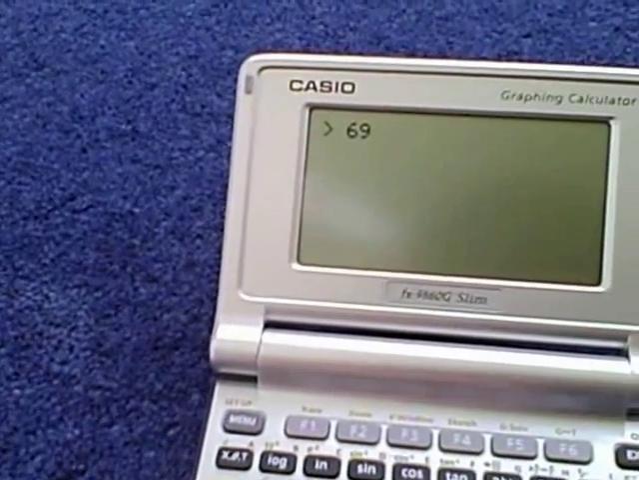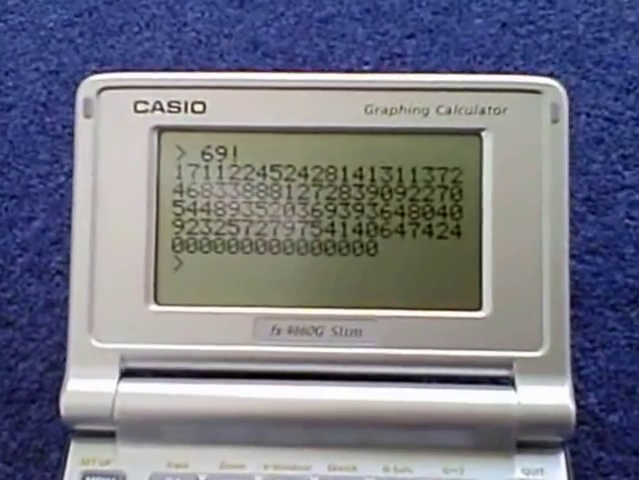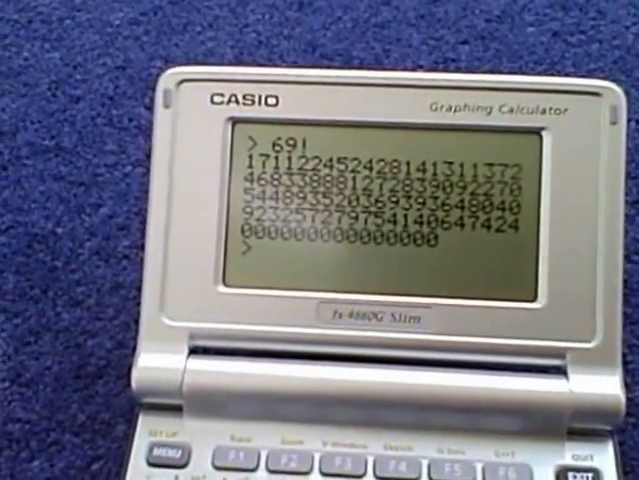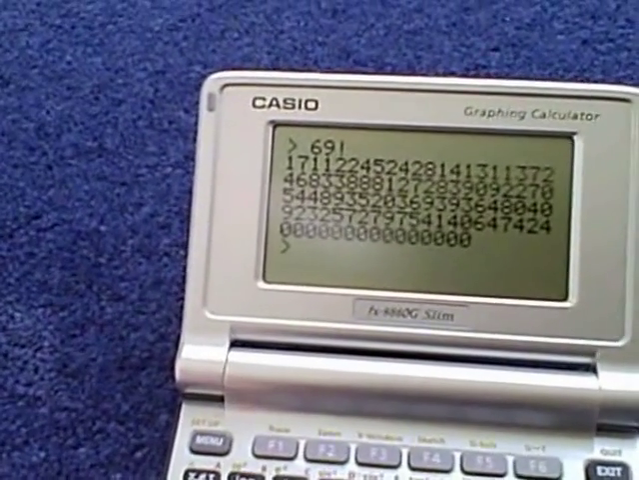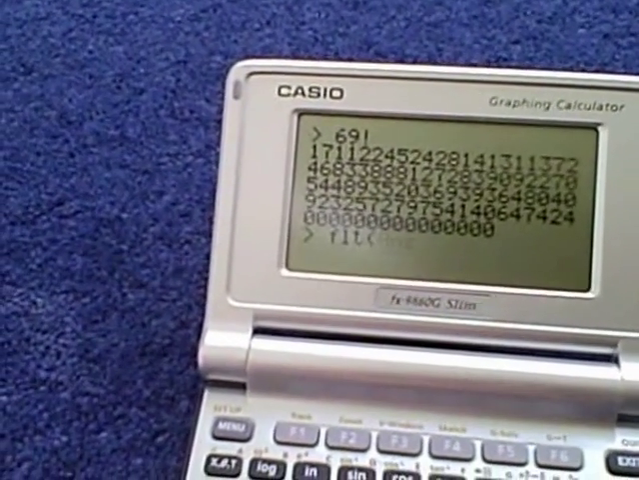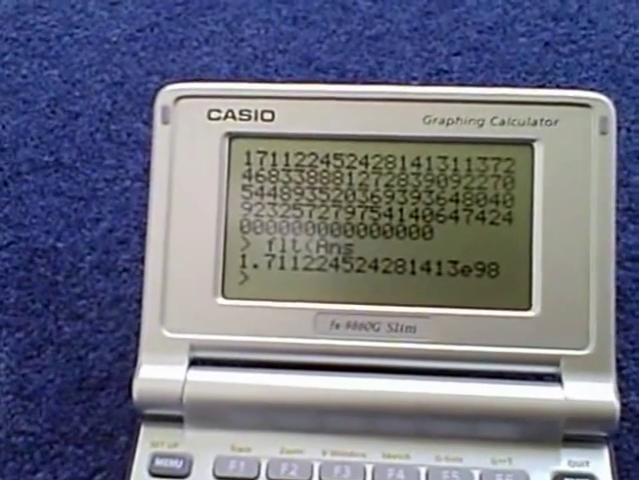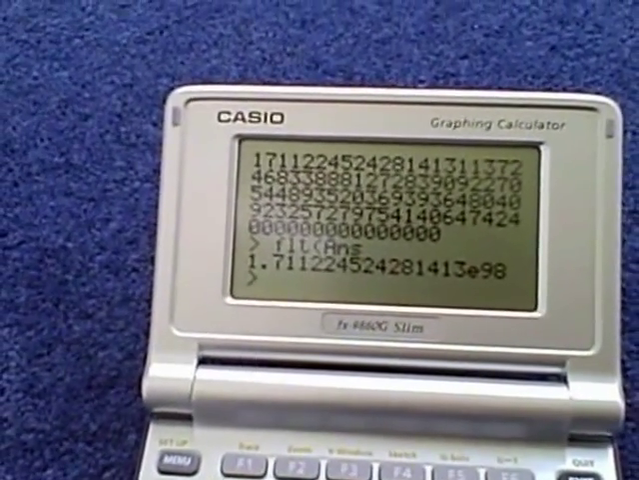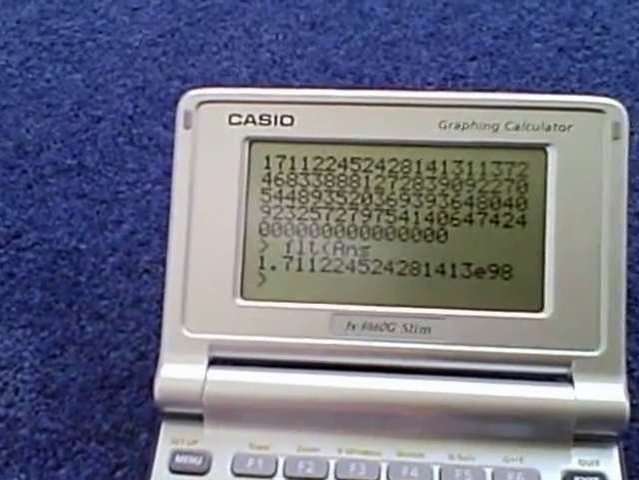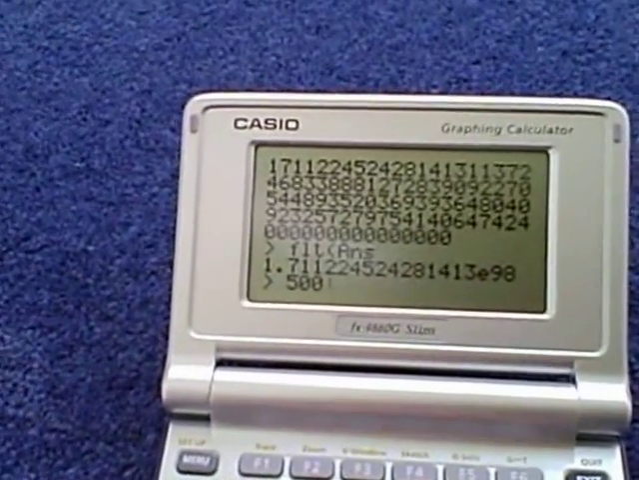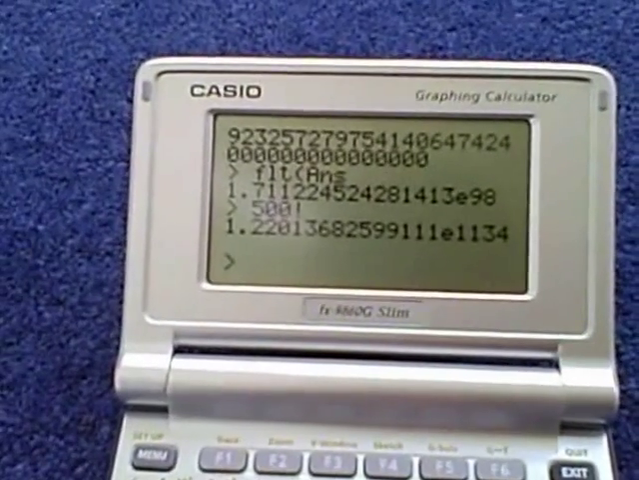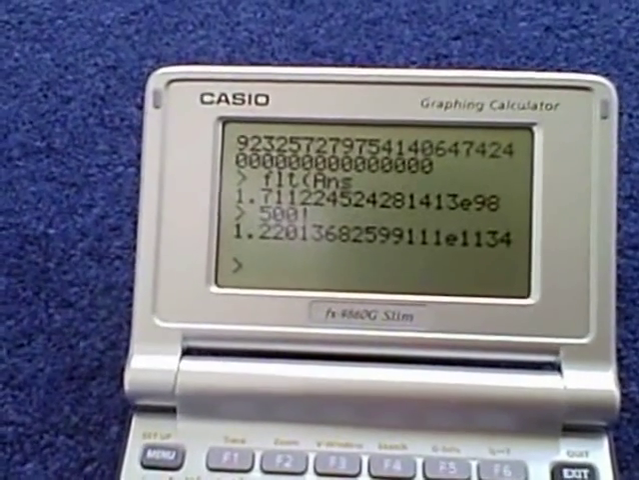69 factorial. Here we see the whole integer. This is a bit large. We can convert this to floating point and get 1.7 times 10 to the 98. Reckon supports a 4-digit exponent, so we can perform calculations like 500 factorial, which gives 1.2 times 10 to the 1134.